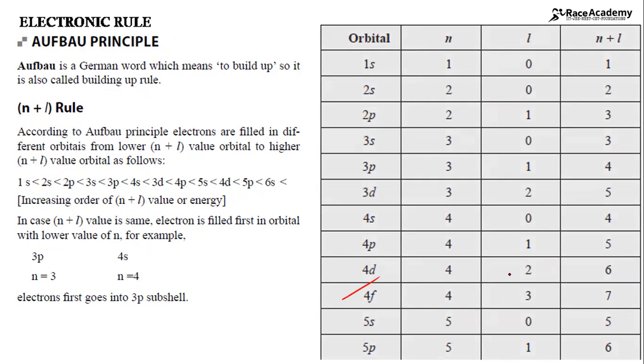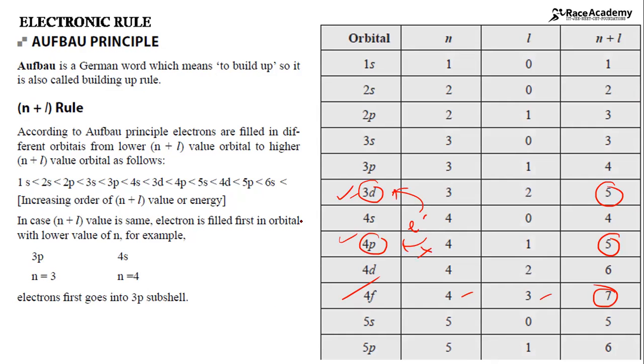For example, if we take 4f, then n is 4 and L is 3, so n plus L is 7. If you take 3d, n plus L is 5, and for 4p it is also 5. But in these two cases, the electron first enters the 3d only, that is correct, not the 4p.